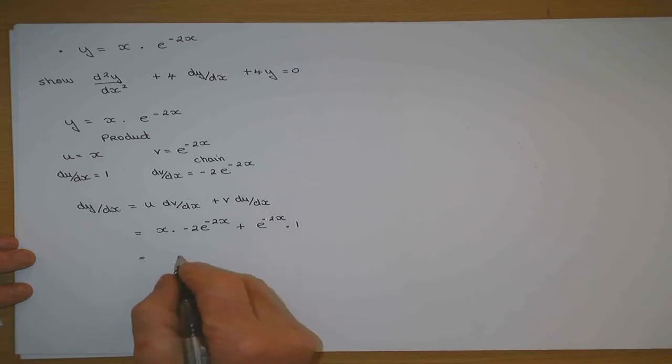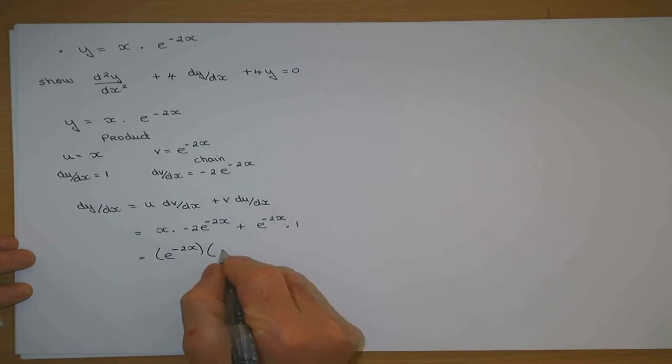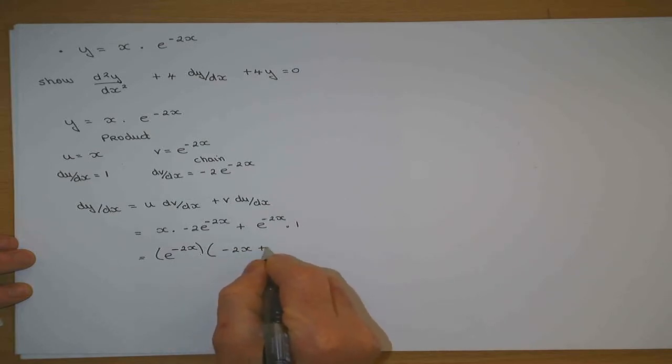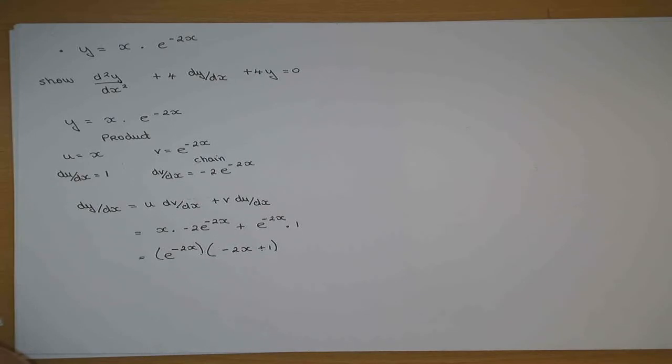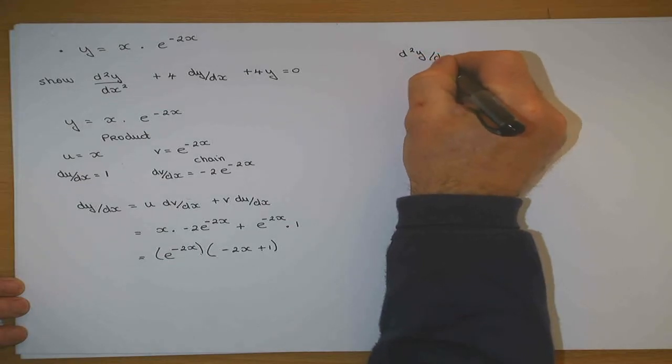I have choices. I can take e to the minus 2x outside, and what will I be left with? Minus 2x plus 1. Yeah. So that's dy/dx. Now, how would I go about getting the d2y/dx squared?